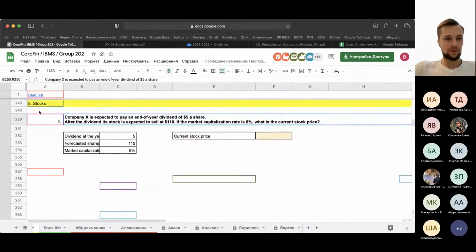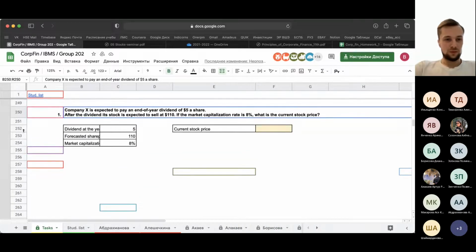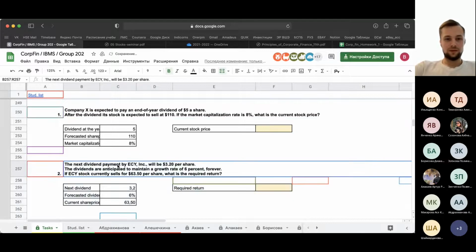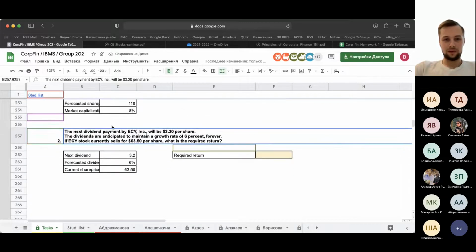Okay. Well, let's move on and discuss the next task. So again, we have some company, ECY Incorporated. We expect that the next dividend payment will be 3.20 per share. The dividends are expected to maintain a growth rate of 6% forever, so from now on until infinity. And this company's stock currently sells for $63.5 per share.